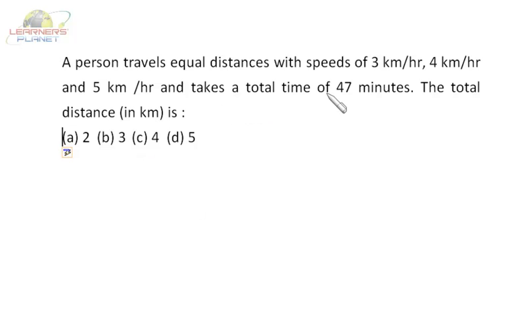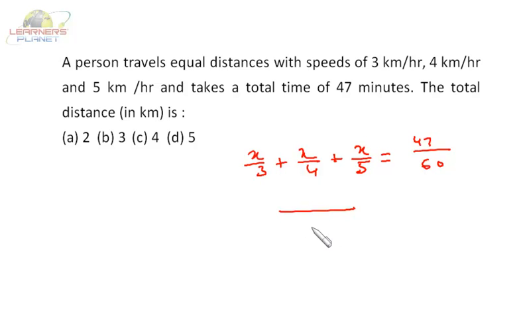So if he is going at the speed of 3 km per hour, for x kilometer he will take x by 3 hours. Similarly, in this case he will take x by 4 hours, and in this case he'll be taking x by 5 hours, and the total time is 47 minutes, or we can say 47 by 60 hours. Just take LCM and get the answer.